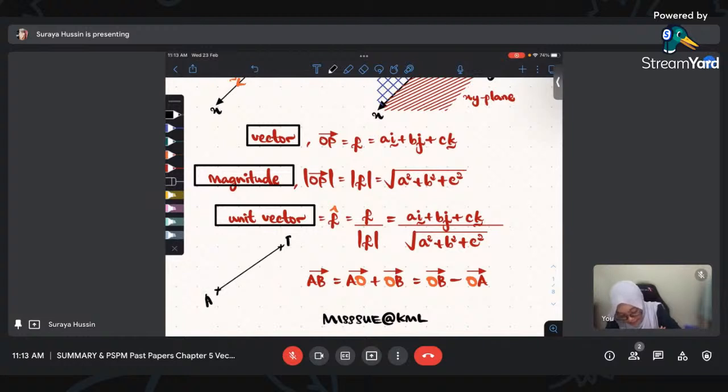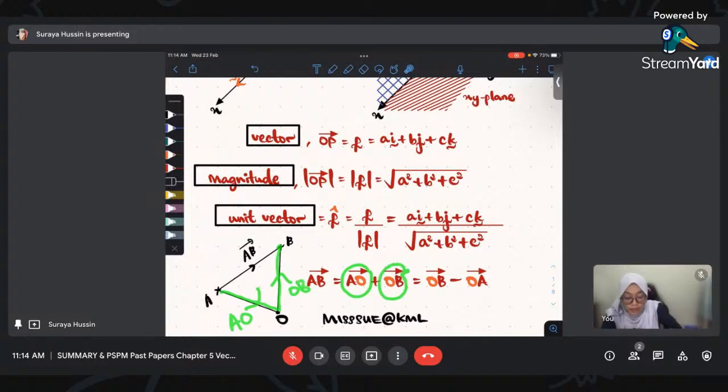So AB. Kenapa formula dia macam ni? It's because there is a direction. Kita akan nampak direction dia. So this is origin. So untuk pergi ke arah AB, untuk pergi ke arah A to B, kita perlu dari AO to OB. Nampak tak? Daripada AO to OB. So this is the direction of AO to OB, akan dapatlah AB direction.